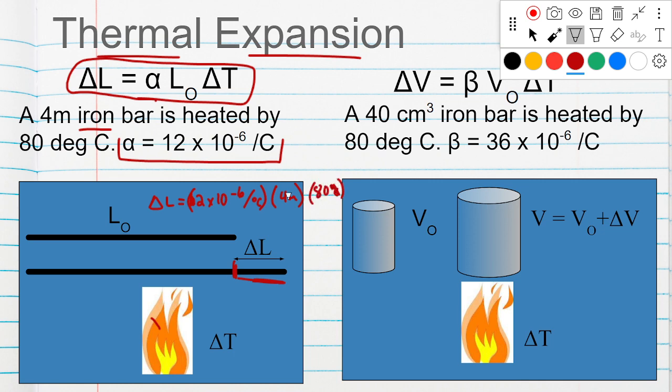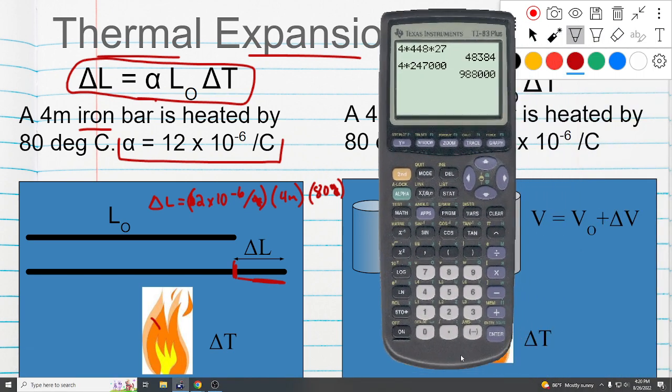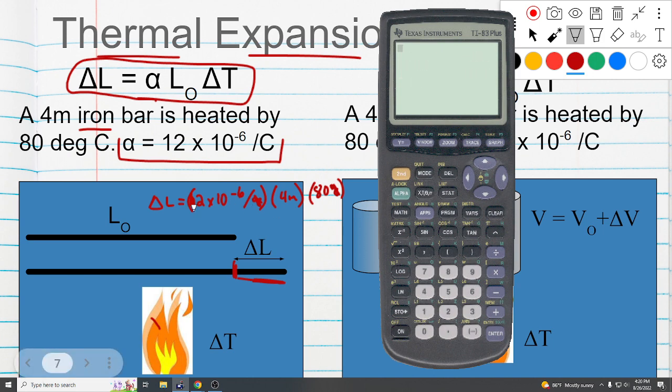Once again, you can see the degrees Celsius cancel there, and the meters cancel. I'm sorry, the meters stay there. So that's the unit that's left. This change in length is going to be in whatever units you started with. And I don't know that we've multiplied any scientific notation numbers like that. So let me do that.